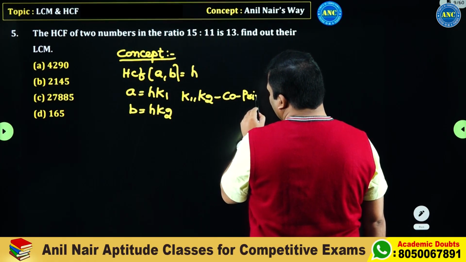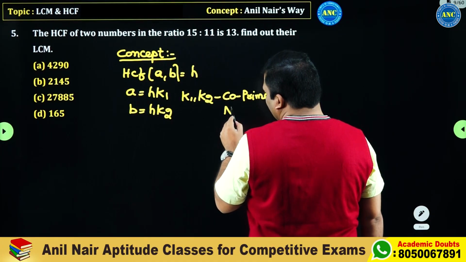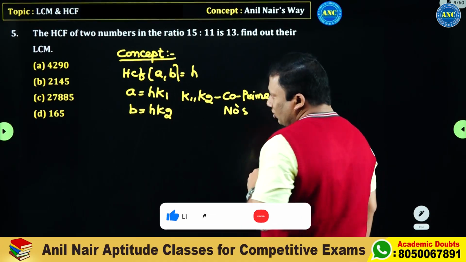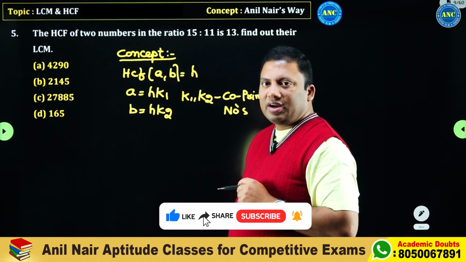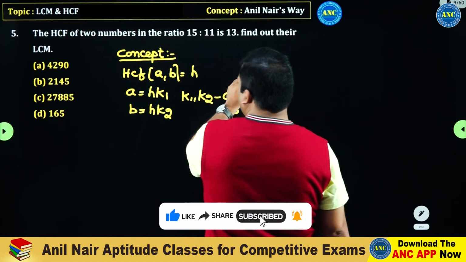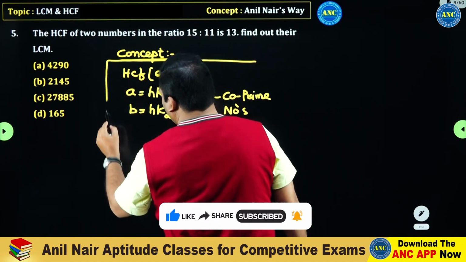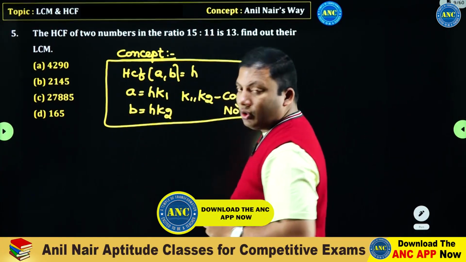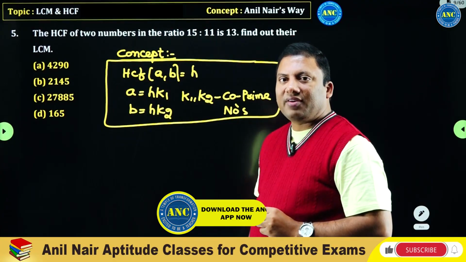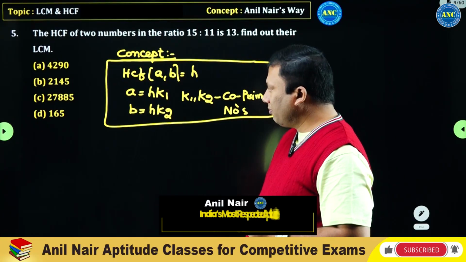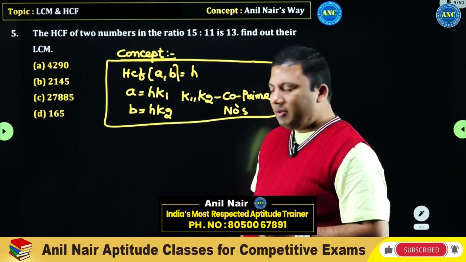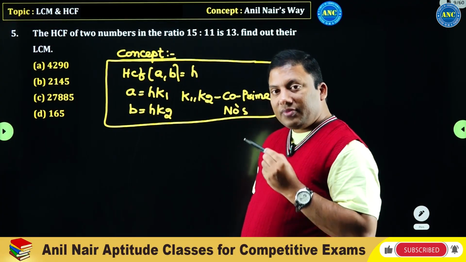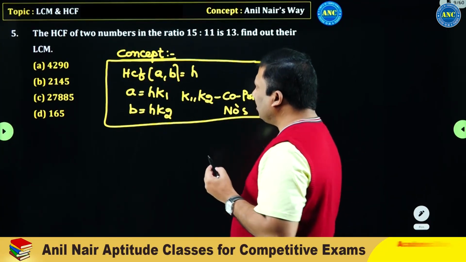Very important concept. The HCF of A, B is H, so A will be HK1 and B will be HK2. When will this concept be right? When K1 and K2 are co-prime numbers. A is HK1, B is HK2. This concept we are using here.